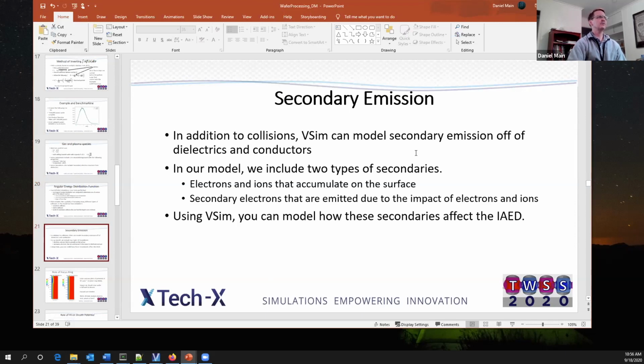For the secondary emission model, basically, I broke up the ions and electrons into two parts. So one part would accumulate on the surface, and then the other part, if an ion or an electron hit the dielectric, it could give off a secondary electron. Now, VSim has lots of ways of modeling secondary effects. It's a very complex process, and I took the simplest approach for this example. And you could do lots and lots on your end to put in more complex secondary emission models.